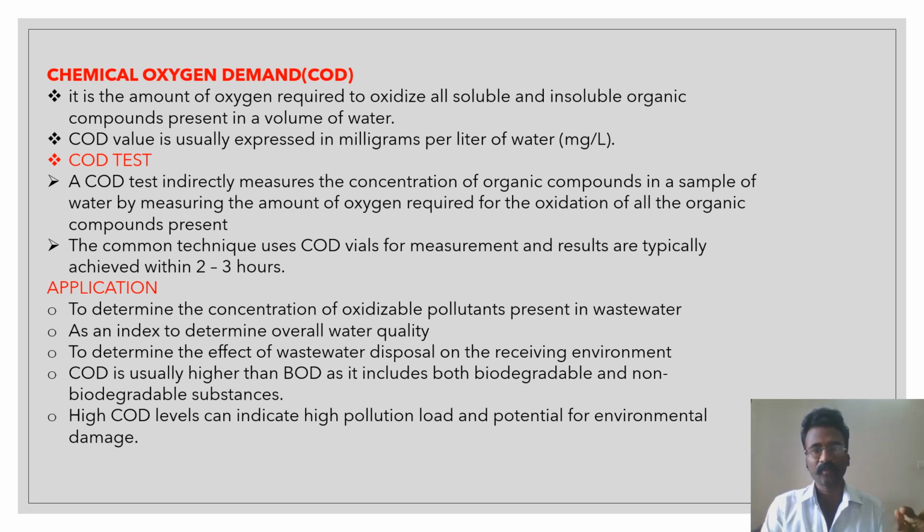Let us come to chemical oxygen demand, COD. What does it refer to? It is the amount of oxygen required to oxidize all soluble and insoluble organic compounds present in a volume of water. COD is usually expressed in milligrams per liter, mg/L. So how is the COD test done? A COD test indirectly measures the concentration of organic compounds in a sample of water by measuring the amount of oxygen required for oxidation of all the organic compounds present in the sample. The common technique uses COD vials for measurement, and results are typically achieved within 2-3 hours, which is faster comparatively than BOD.